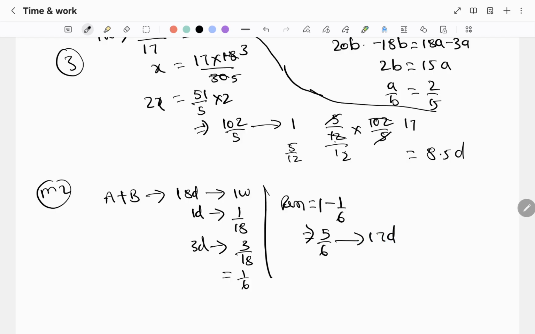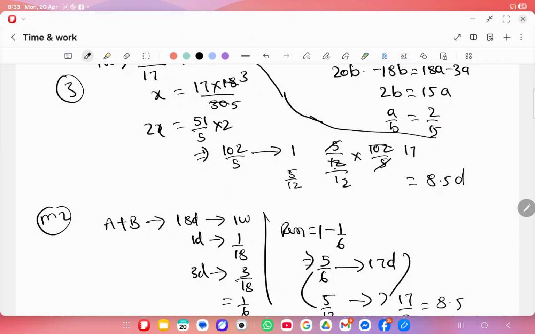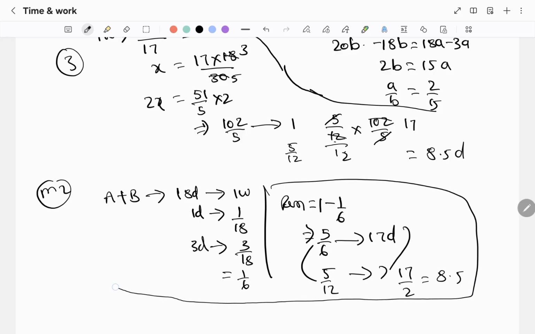Then 5 by 12 means half of this, which will be completed in half of the days. So 17 by 2, which is 8.5. 5 by 6 multiplied by half becomes 5 by 12, so 17 multiplied by half is 8.5 days. Which is easy? I think this is easy. Go with this easy method. That one is complicated.